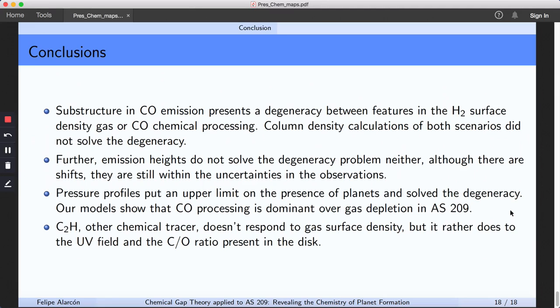Also, we know that C2H, which is another chemical tracer, doesn't really respond to gas surface density, but rather to the UV field, which will be sensitive to the UV luminosity from the star and the dust grains present in the disk. And also, the C/O ratio is important. Even though this doesn't solve the degeneracy problem, it can tell us about the chemical evolution of the disk, which is very important to understand how the chemistry evolves around planet forming regions. So with that, I will finish my talk, and thank you for your attention.